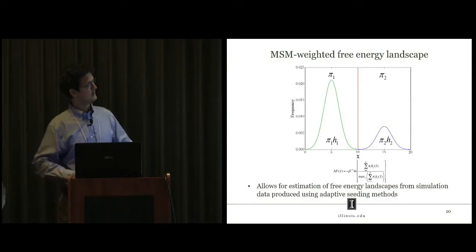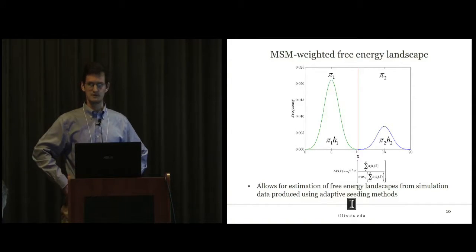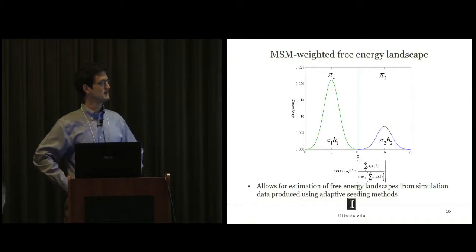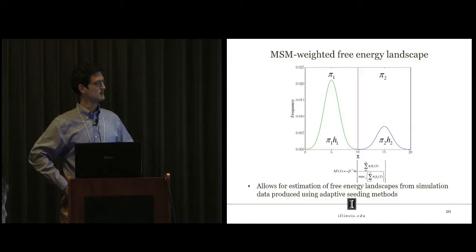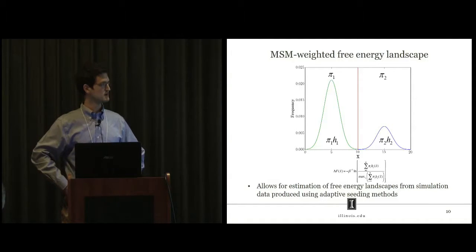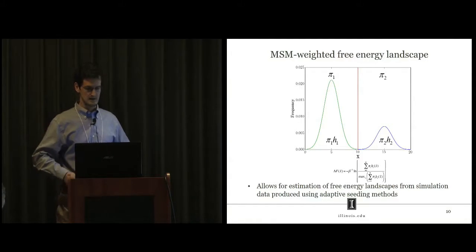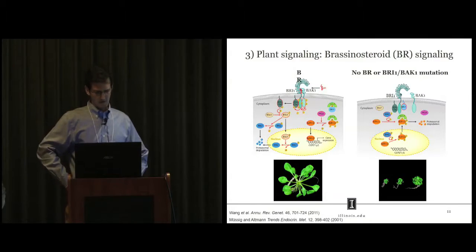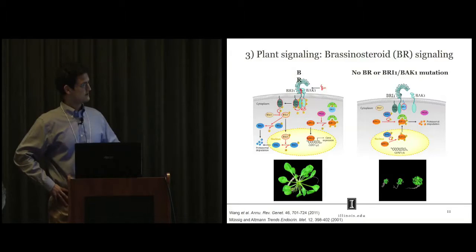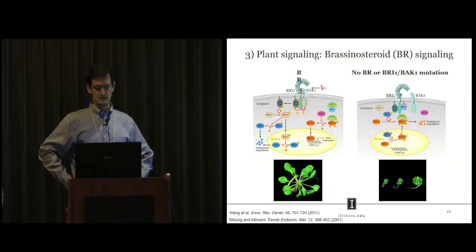And then we can calculate stationary probabilities of being in each state, which is shown by pi, and then reweight the frequencies using those state probabilities, and then use that for free energy calculations. So those are the methods we use.